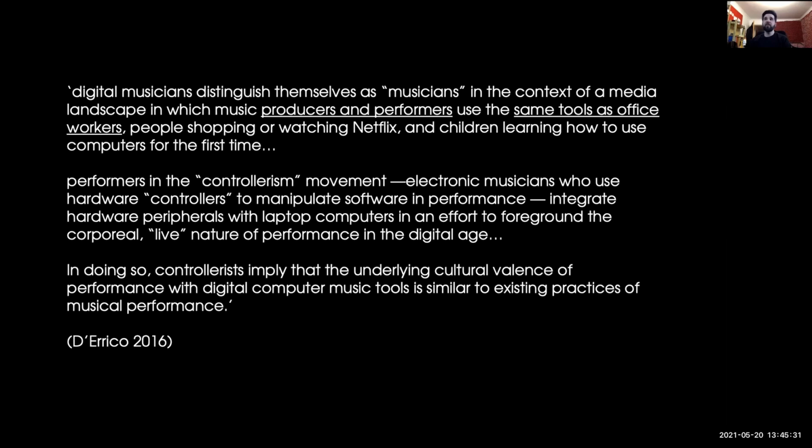So the controllerist movement integrates hardware peripherals with laptop computers in an effort to foreground the corporeal live nature of performance in the digital age. And in doing so, controllerists imply that the underlying cultural balance of performance with digital computer music tools is similar to existing practice of musical performance.